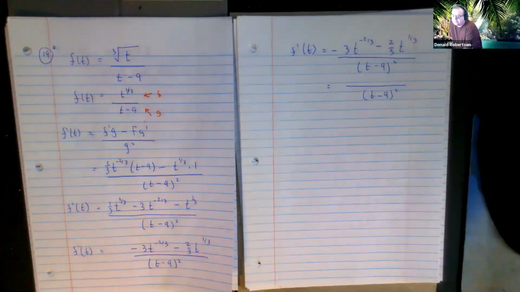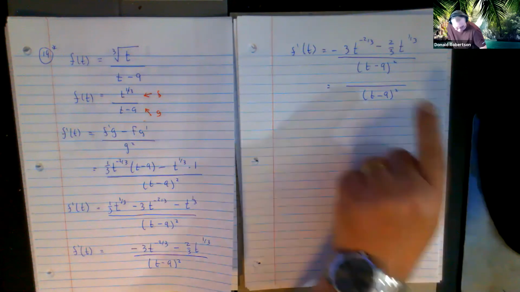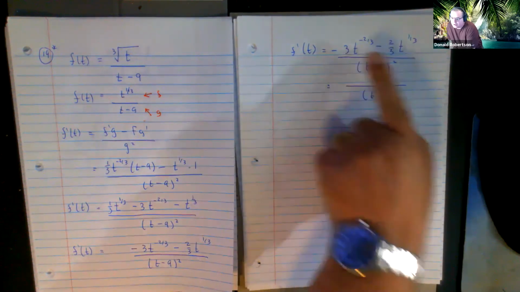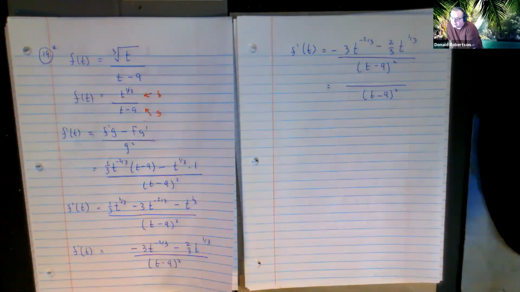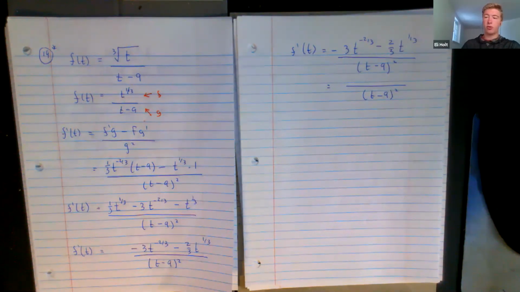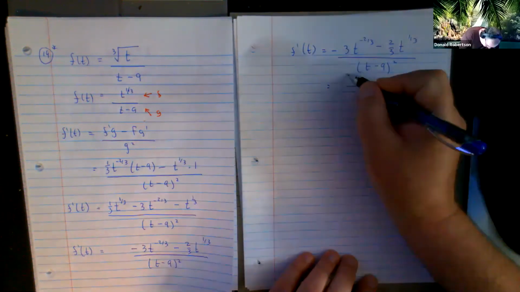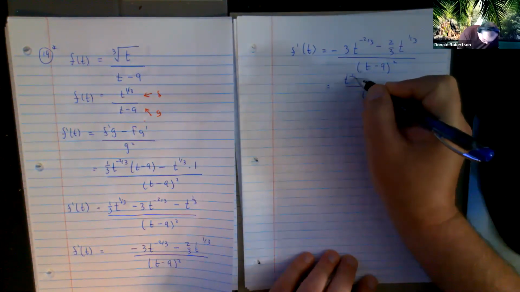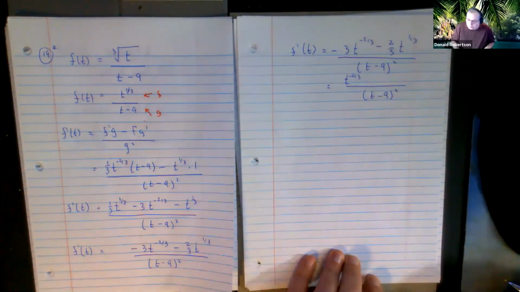Which one is it? Which one of these two is going to be my common factor in this question? T to the negative 2/3. Agreed. It's always the smaller of the two. So negative 2/3 is smaller.